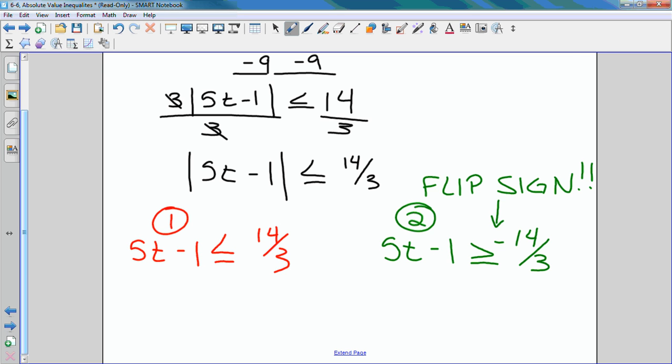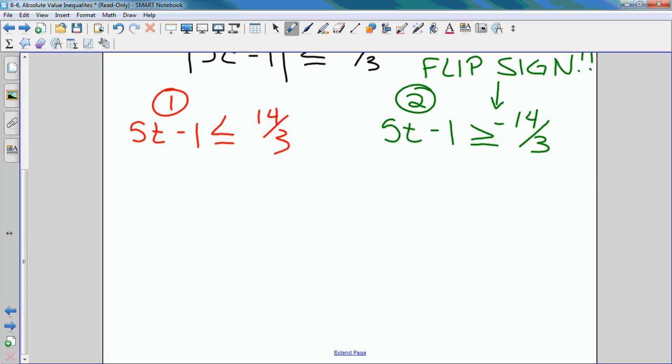And solve. What do I have to do here first? Now this is fractions, don't get scared. Add 1. Yeah, I'm going to have to add 1 to both sides. But when I add 1, can't I just add 3 over 3 so that I have a common denominator? Isn't 3 divided by 3 just 1? Yeah, so I'm just going to write it plus 3 over 3. It's the same thing, but then I can add it. This gives me 17 over 3.